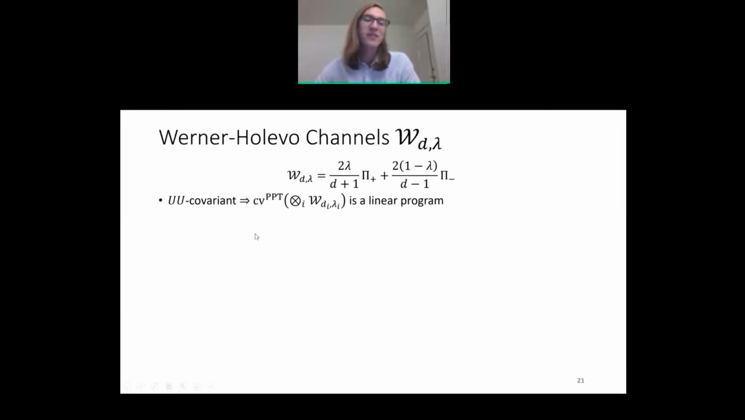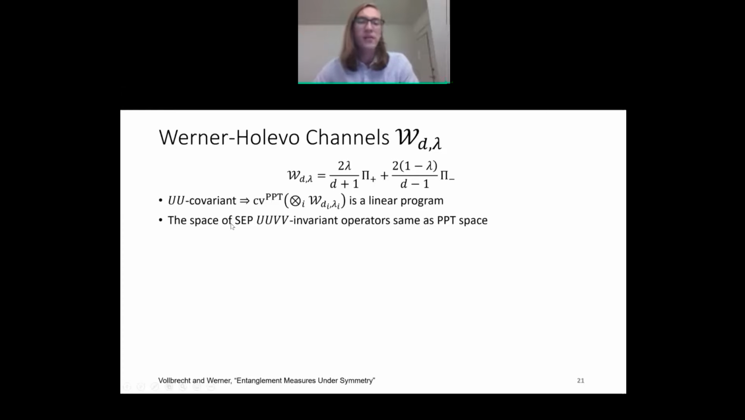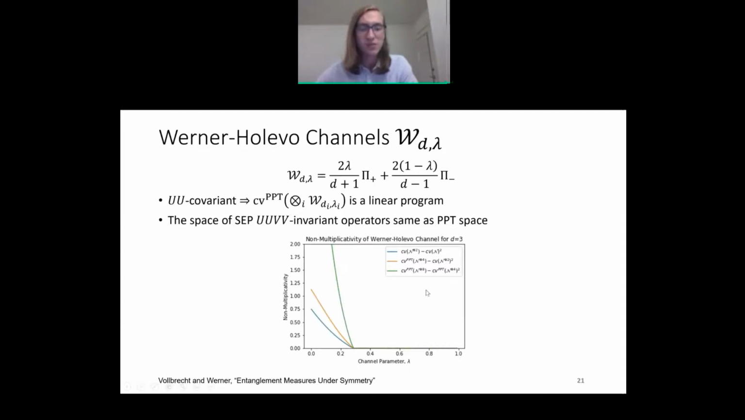And so, since these channels are UU covariant, the CVPPT can be written as a linear program, so we can consider multiple copies much easier. And then the space of separable UU-VV invariant operators is the same as the PPT space. And that was proven by Vollbrecht and Werner. But that means if we consider two Werner-Holevo channels run in parallel, we can get the CVPPT to equal the CV for sure. And so what we see is we have this whole regime where it's not multiplicative.